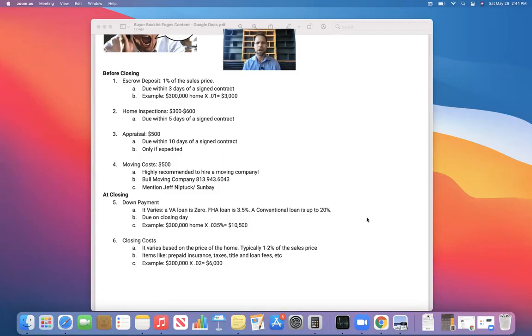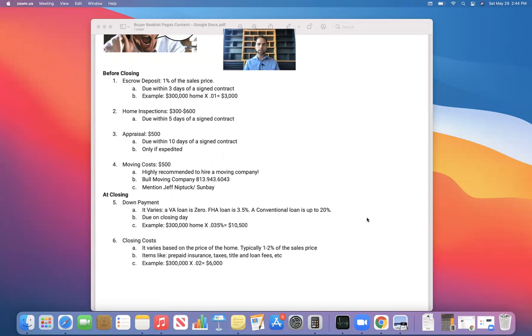And just listen, for around a $500 investment, the movers, I like to use Bull Moving, are going to come over, take all your belongings, put them on a truck, drive it to your new house, and put everything out. It's well worth the cost. Mention Jeff Niptuck or mention Sunbay Real Estate, and they'll hook you up over there.